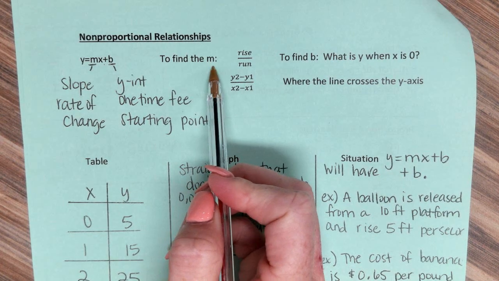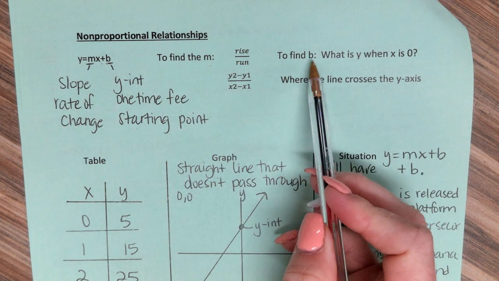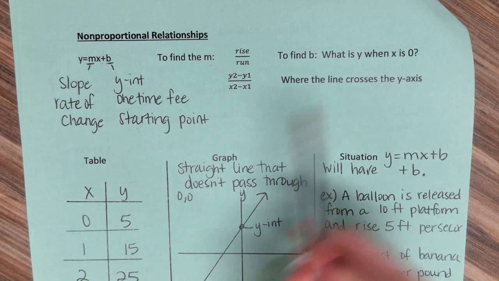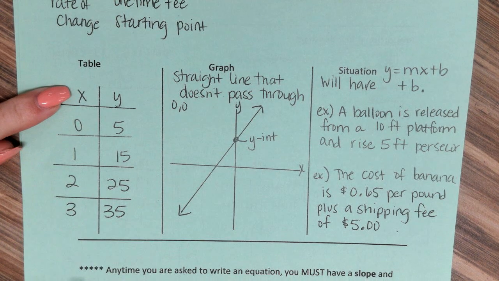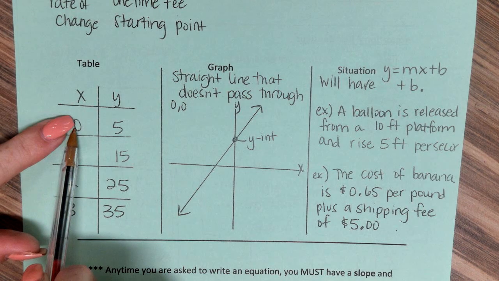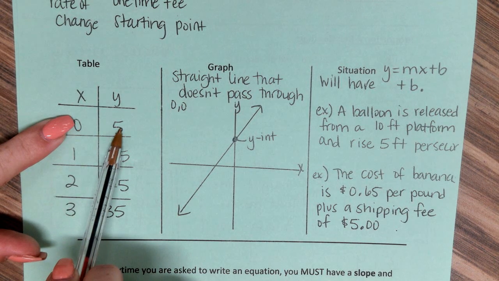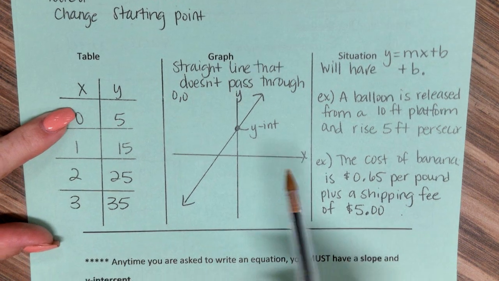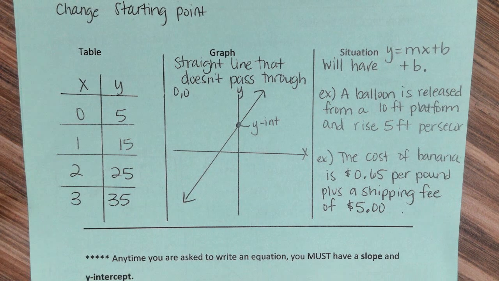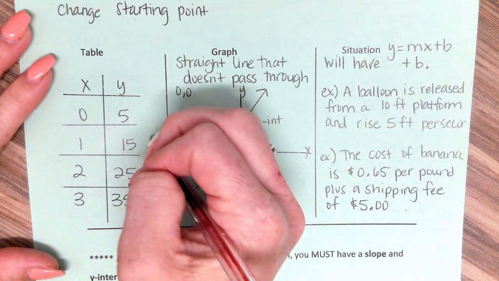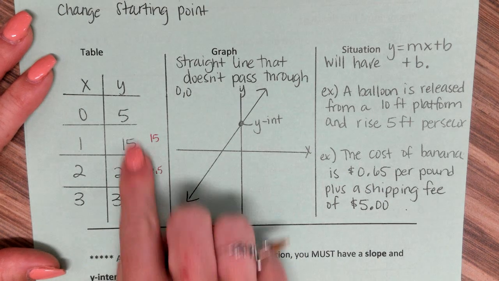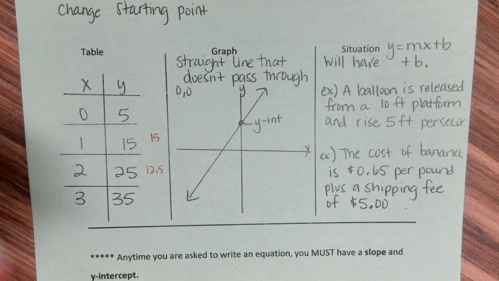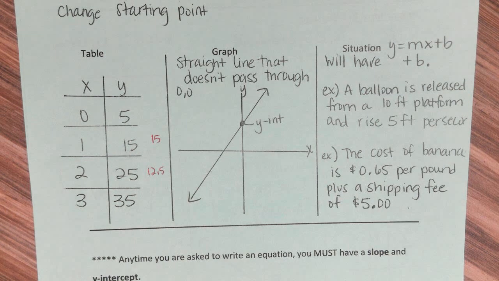Okay? It says to find the slope, you do rise over run or slope formula. To find the y-intercept, it's just where the line crosses the y-axis, or what is y when x is 0. So let's look at the three examples of non-proportional. On a table, if it has 0, it won't be what? 0, 0. It'll be 0 and another number. Then if you divide, you will not get a constant. What's 15 divided by 1? 15. What's 25 divided by 2? 12.5. Do you see how there's no constant there? There is a constant rate of change, but when you divide, it's not constant.